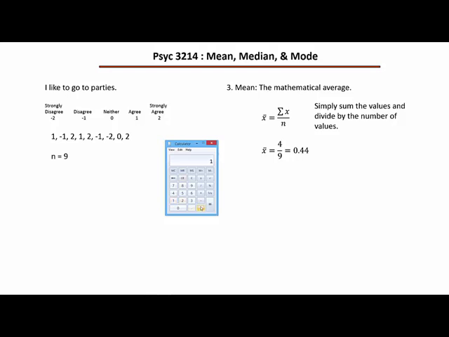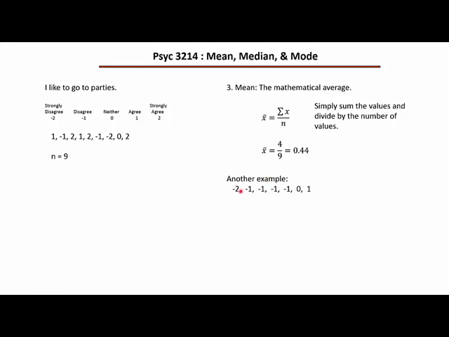So we'll take 1 plus the negative 1 plus 2 plus 1 plus 2 plus a negative 1 plus a negative 2 plus 0 plus 2, and that gives us the 4. So there's our 4. We're going to divide that by 9, and voila, we get our 0.44 repeating. So we'll just round it to 2 decimals, as I said in class. So 0.44 is our mean then. So it's just that simple. Add up the values, divide by the number of values, and that's your sample mean.